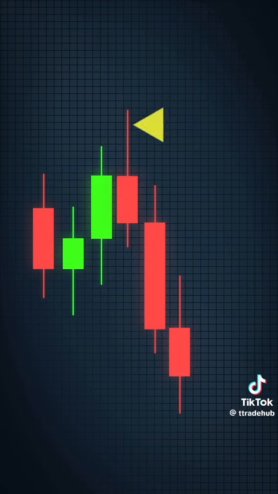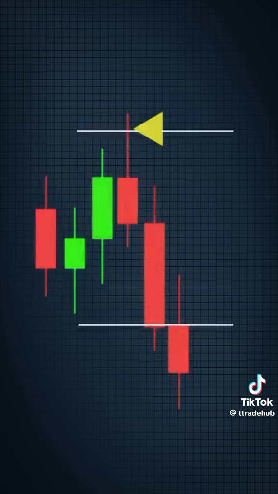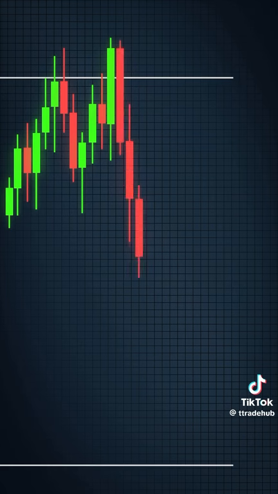Wait for the second candle to break the high or low of the first candle, and then close back inside the first candle's range. Once this happens, you can refine your entry on a lower time frame to maximize trade precision.